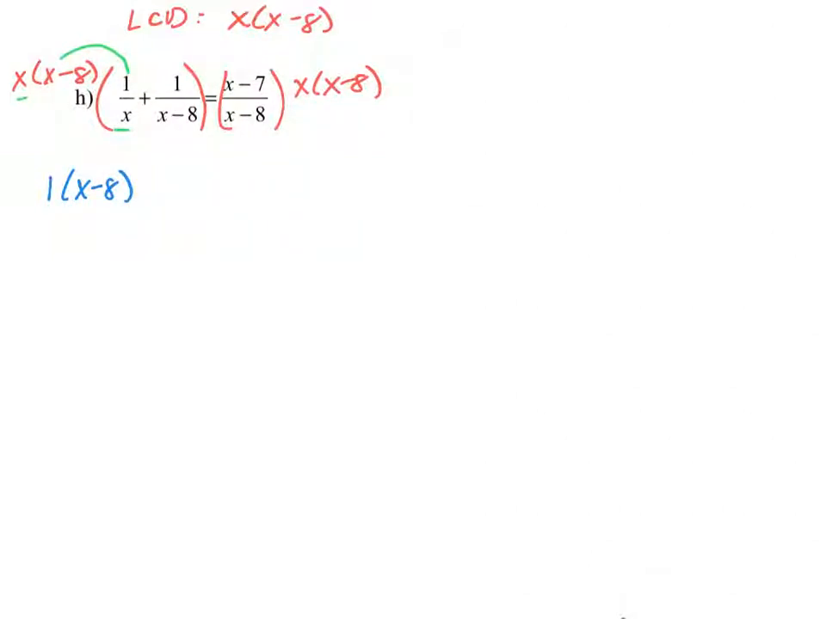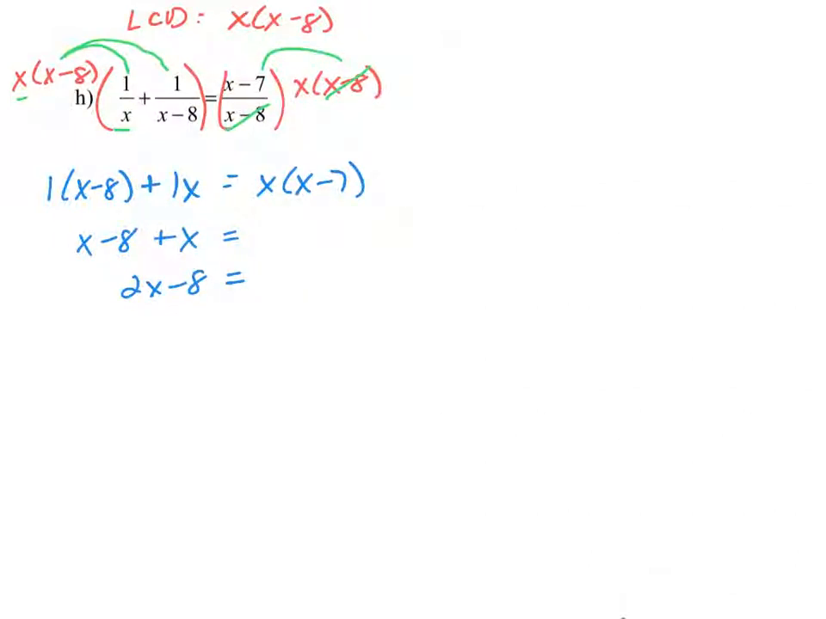And then when we distribute to the second fraction on the left side of the equation, the x minus 8s will divide out. So it's going to be plus 1 times x. When you distribute on the right side, the x minus 8s will divide out, and we will get x times the quantity x minus 7. Let's simplify this to get x minus 8 plus x on the left side, or 2x minus 8, and on the right side we get x squared minus 7x.